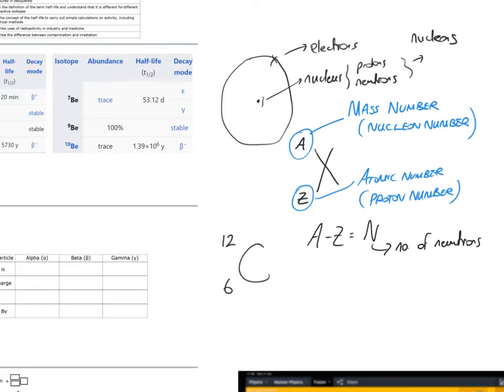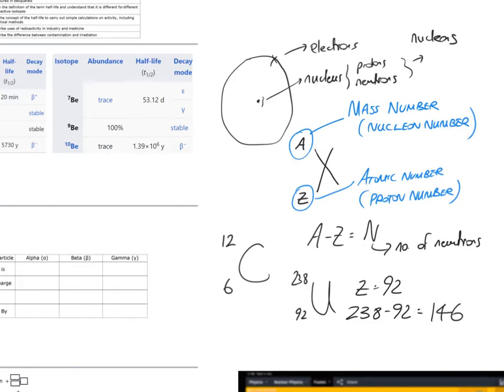The number of electrons for a neutral atom is the same as the number of protons. Another example would be uranium-238, atomic number 92. In this case, there'll be 92 protons, 238 minus 92 neutrons, so that would be 146, and then 92 electrons, since the number of electrons is the same as the number of protons.